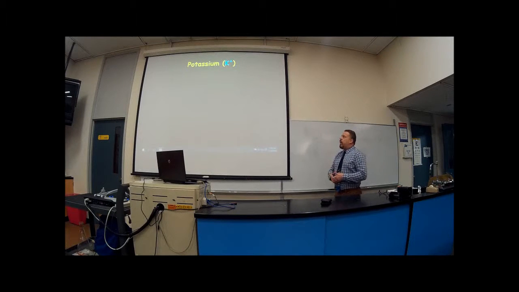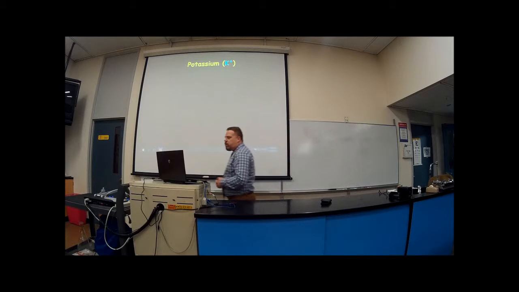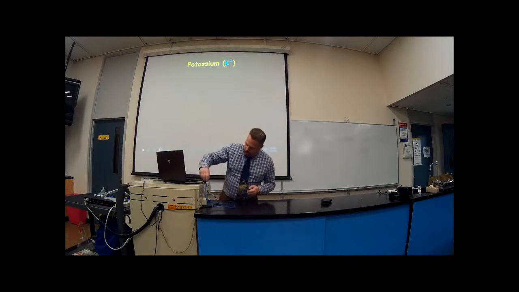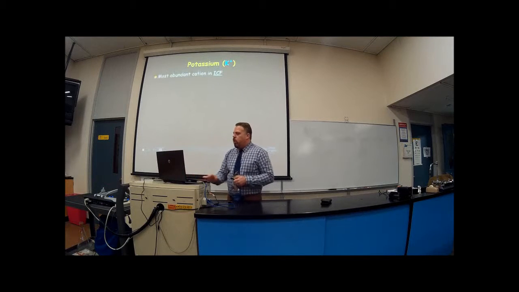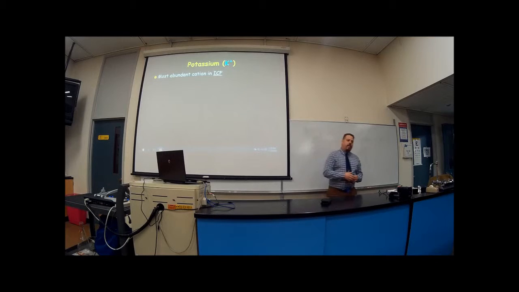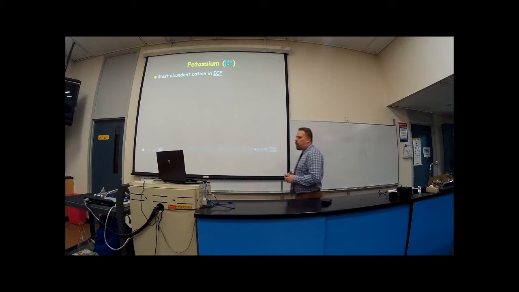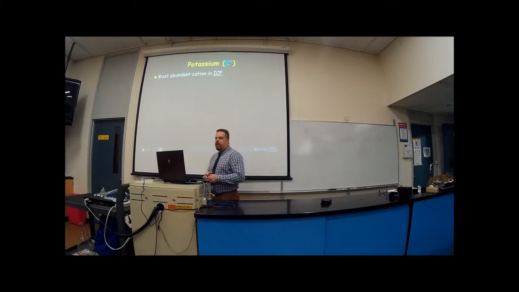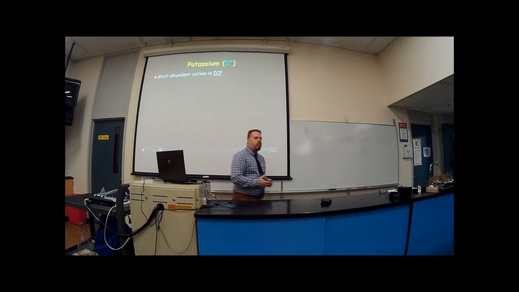But now let's talk about potassium. Okay, potassium. Just a few features about it. So potassium is the most abundant cation inside the cell. And remember, keep in mind the salty banana that we always talk about. All right, the most abundant cation outside the cell is going to be sodium.